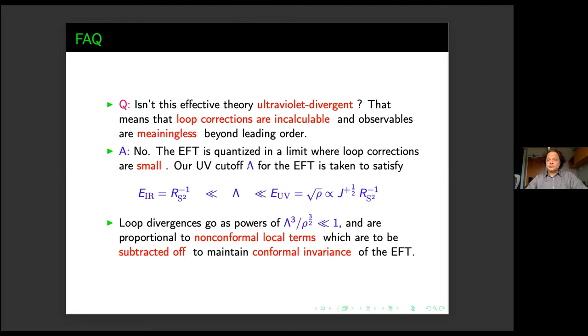Second question: isn't this effective theory ultraviolet divergent? There are loop corrections, but aren't those incalculable? Aren't the observables meaningless beyond leading order? But no, the EFT is quantized in a limit where loop corrections are small. The UV cutoff is always taken to be parametrically higher than the infrared scale, parametrically lower than the UV scale. This is the standard EFT thing, the same way you treat the chiral Lagrangian. Not only is the theory under perturbative control, the renormalization of counter terms is also under perturbative control. Loop divergences are suppressed by powers of the Wilsonian cutoff cubed over root of J to the 3/2. And so you can just subtract them off systematically.